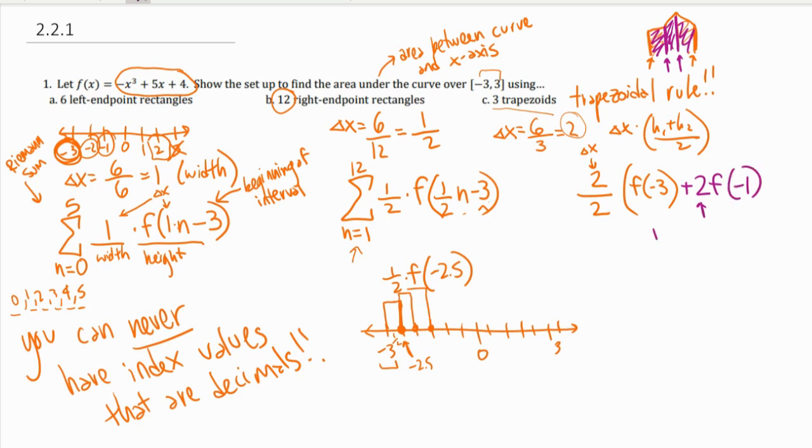So f of -1 and f of positive 1. Again, I'm increasing my x values by 2. And then my last height is only adjacent to one trapezoid, so I only use f of 3 once. So it's going to be your beginning and end only once, but your middle pieces are going to be twice. So that's how I would set up this with the 3 trapezoids. Just use the trapezoidal rule. Don't get super fancy. Just do delta x divided by 2. Middle heights occur twice because they're shared. Ending heights occur only once.